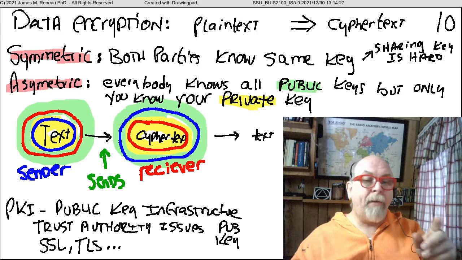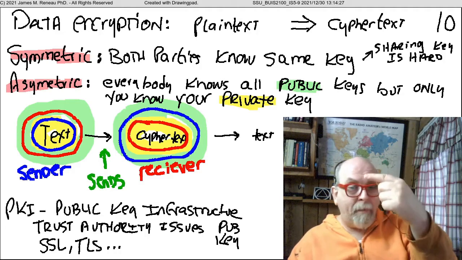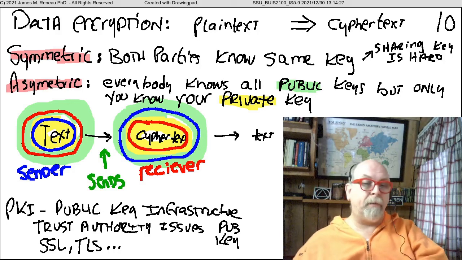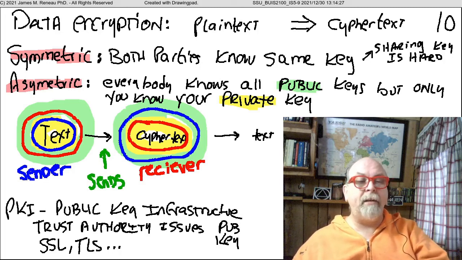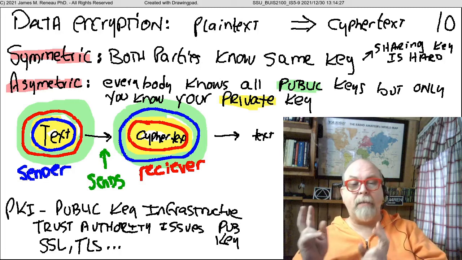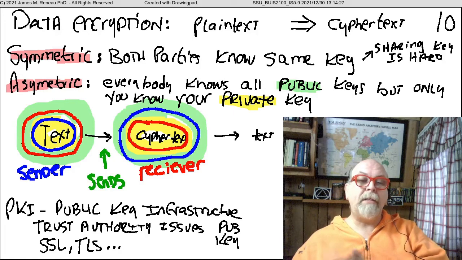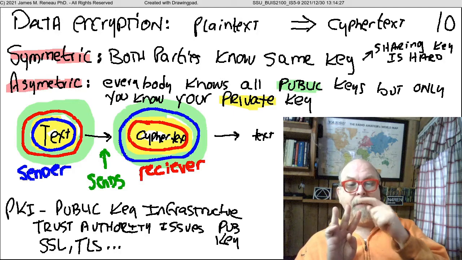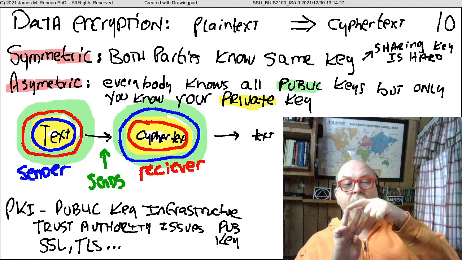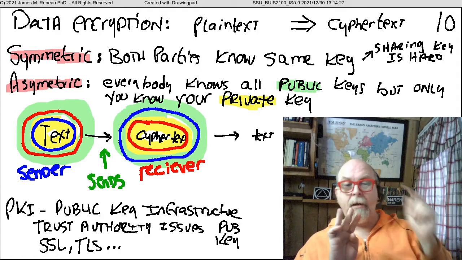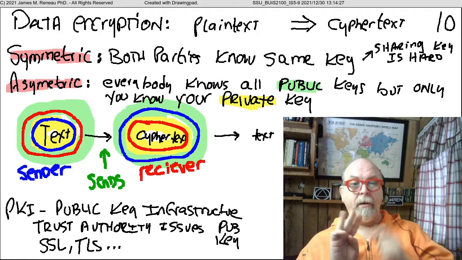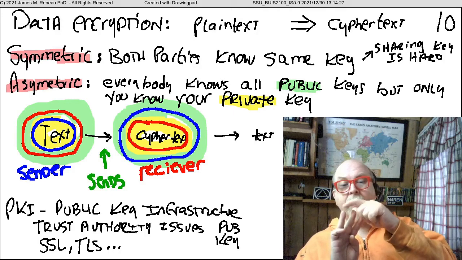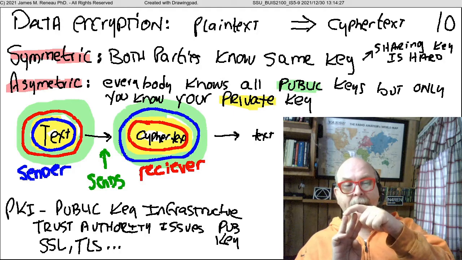So how that's used is shown here in this colorful diagram. I've got two people, a sender and a receiver, and the sender wants to send a secret message to the receiver. The sender knows three things: their private key, their public key, and the receiver's public key. The receiver also knows three things: their own private key, their own public key, and the sender's public key.